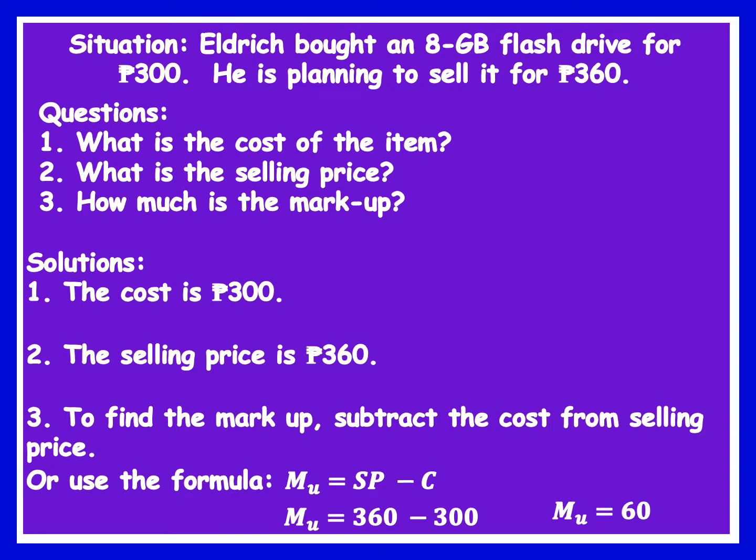So ito yung itinaas ng price from 300 to 360. So nadagdagan ito ng 60 pesos. So 300 plus 60 pesos is 360 pesos. 60 pesos is now the margin or the gross profit of Eldridge. Kapag naibenta niya na yung 360 pesos, magkakaroon siya ng 60 pesos na margin or gross profit.